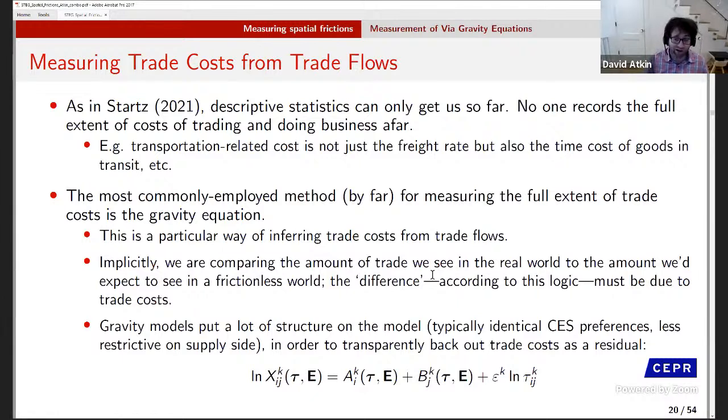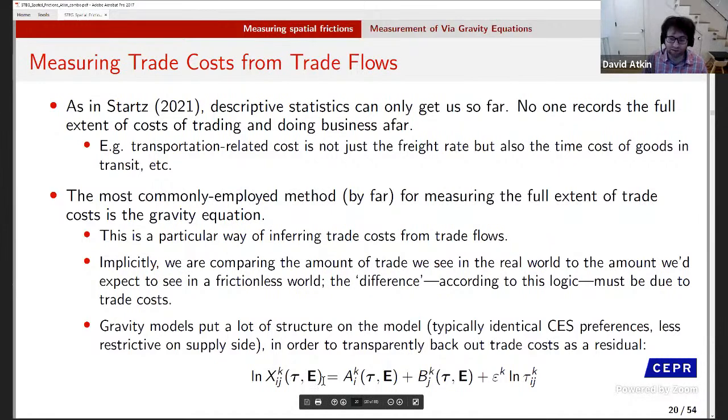And then we're going to take that difference and call it our trade costs. And the particular structure gravity puts on that gives us this specification. Typically, you derive this from CES preferences, identical across everyone in the world or everyone within the country, depending if you're doing internal or external trade costs. And it's less restrictive on the supply side. There's a range of supply side microfoundations, but in almost all cases, we're going to need the CES preferences.